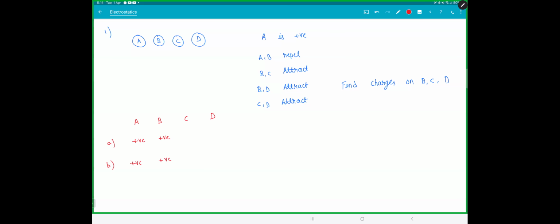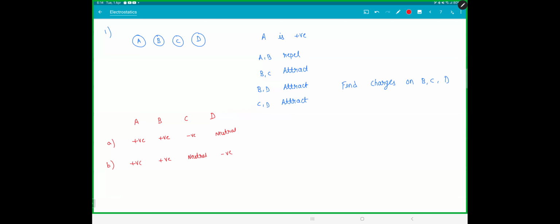Now you said B and C attract. Now there are two options. C could have been negative or C could have been neutral. Now you said B and D also attract. Now you can say this is negative, but there's a problem. If D is negative, then C and D will repel. So C and D both can't be negative. So that means D has to be neutral. Then this has to be negative. So there we have two answers. C and D, one is neutral and one is negative. Which one we don't know, but C and D both are not charged.